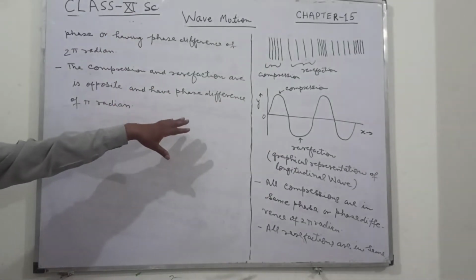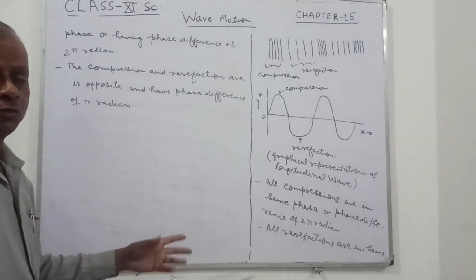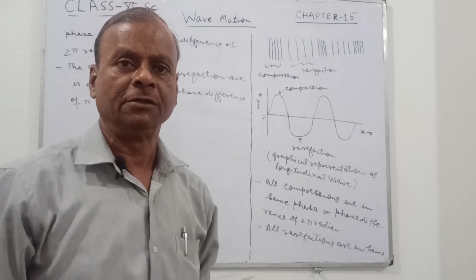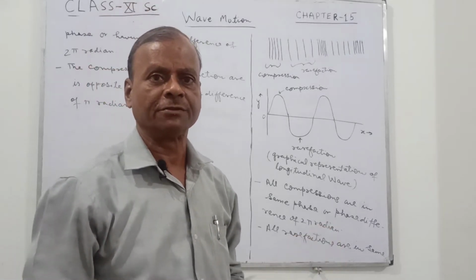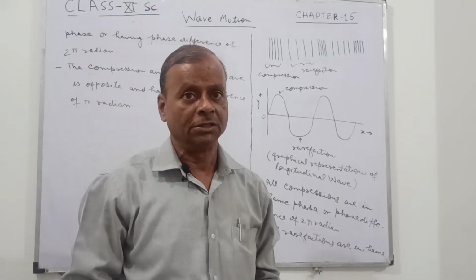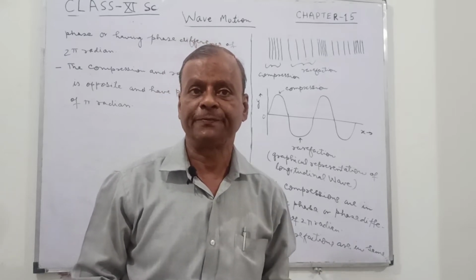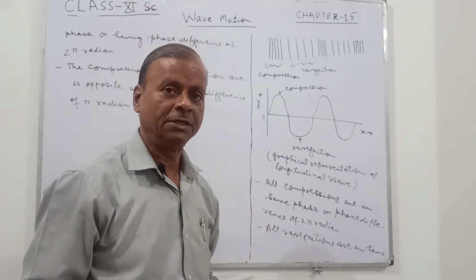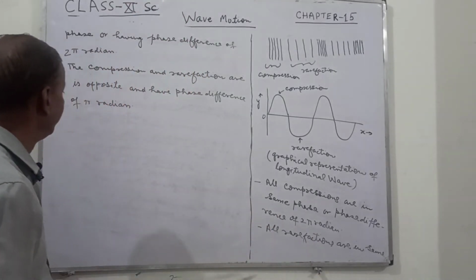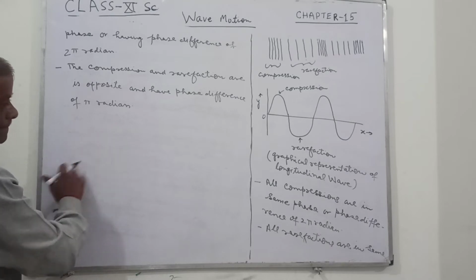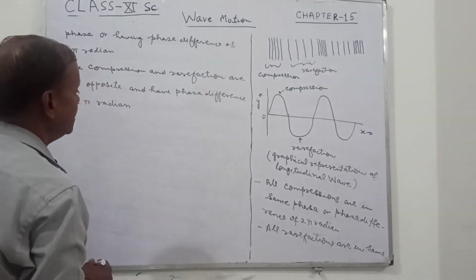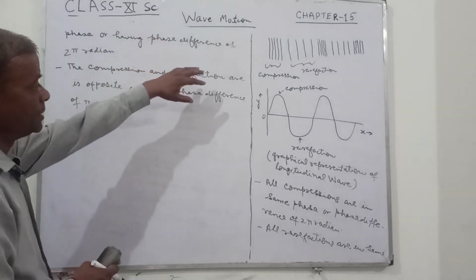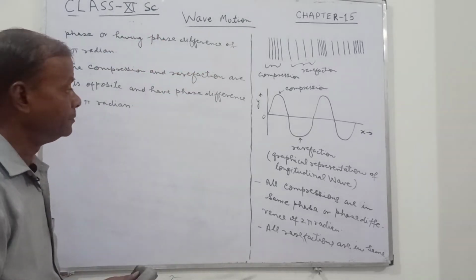Thus, compressions have a phase difference of 2 pi, 4 pi, 6 pi, 8 pi. This is an even multiple of pi, then it is called the same phase. And opposite phase means the phase difference is pi, 3 pi, 5 pi, so an odd multiple of pi. So this is about the longitudinal wave.